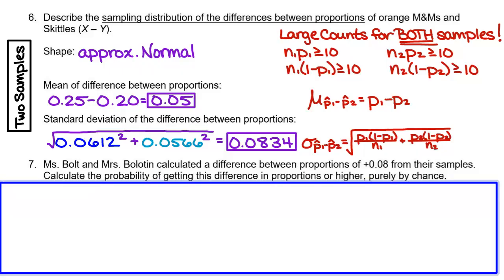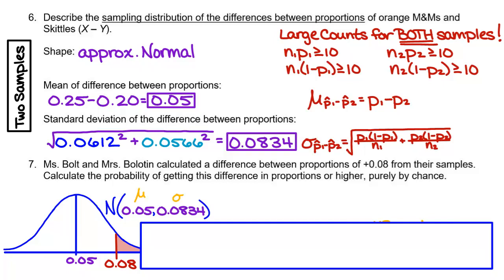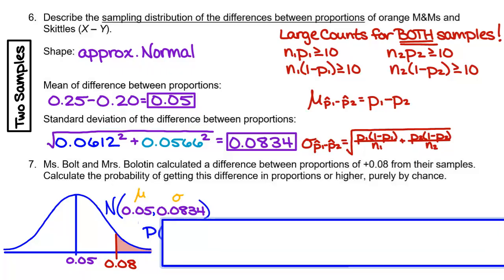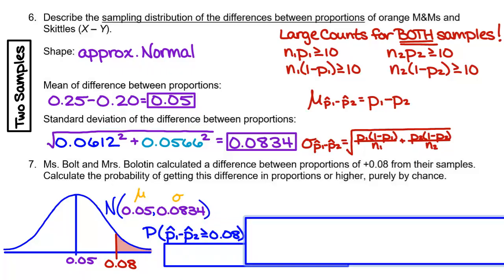So your picture should look something like this. Double check your picture against mine. Your probability notation: we want to know the probability that p hat 1 minus p hat 2 is greater than or equal to 0.08.